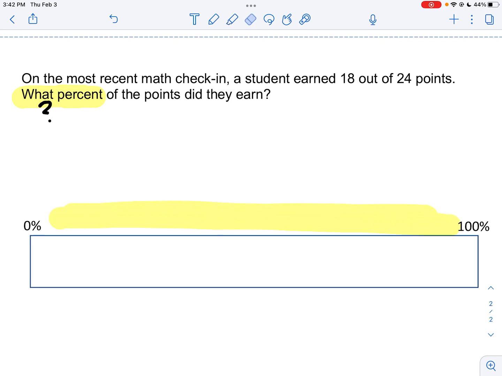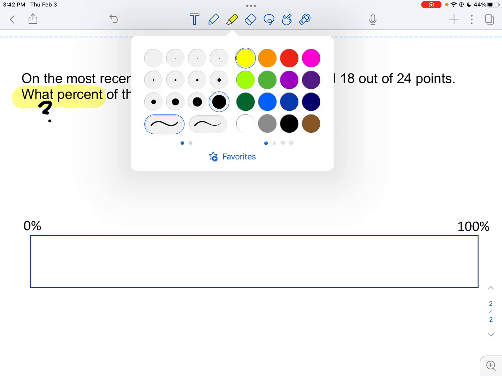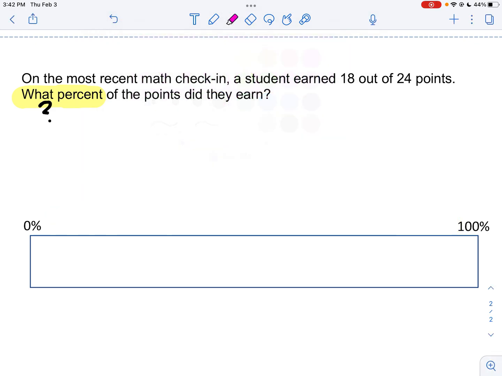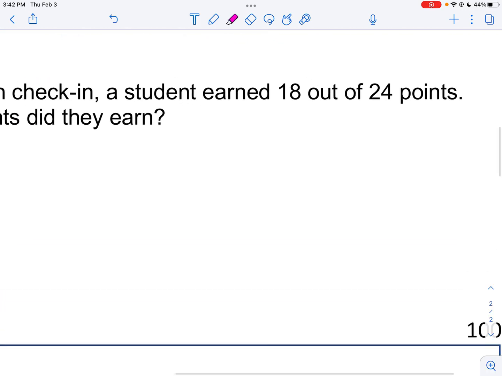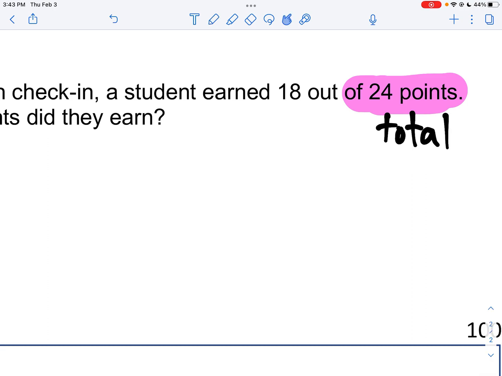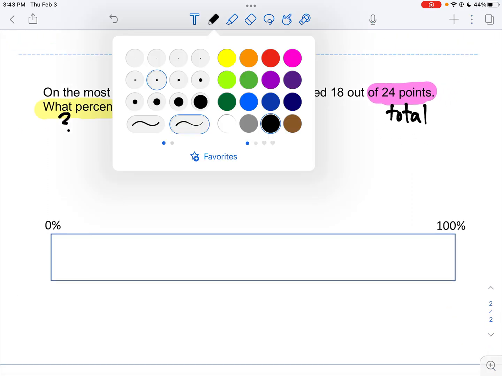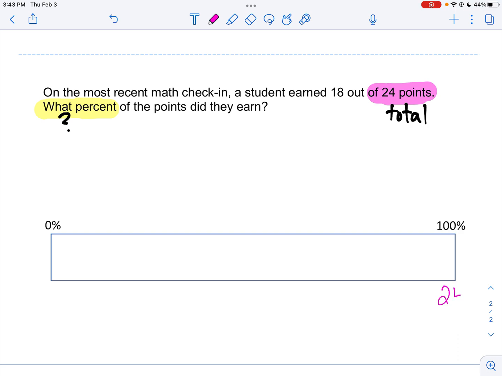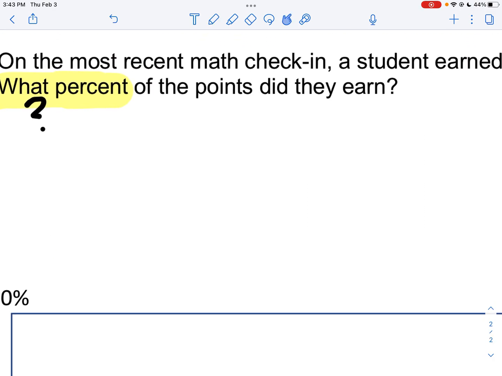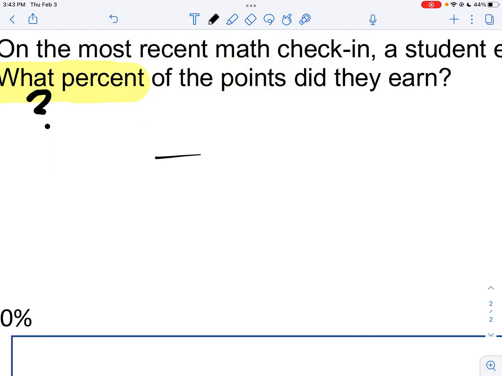All right. Okay, I see some other numbers. I see the number 24, and look at what is right in front of the 24, of. This is the total points on the quiz. If that's the total points on the quiz, then you should immediately know where that goes. It goes at the end of the whole bar. The whole quiz is 24 points. On the other end is 0. We just talked about on the previous example that if you're writing a fraction, the total goes on the bottom. The part goes on the top.